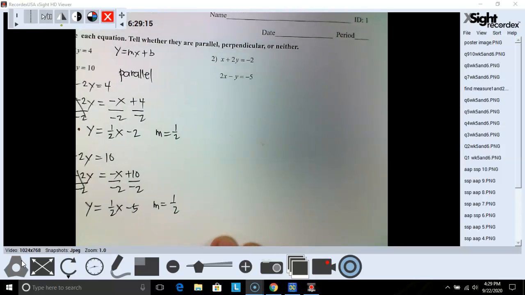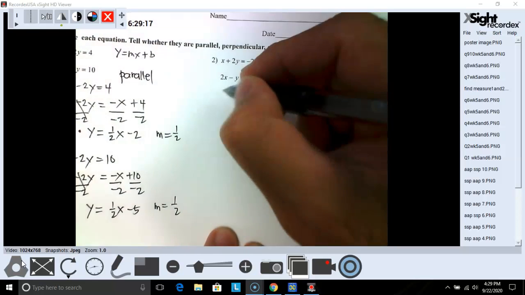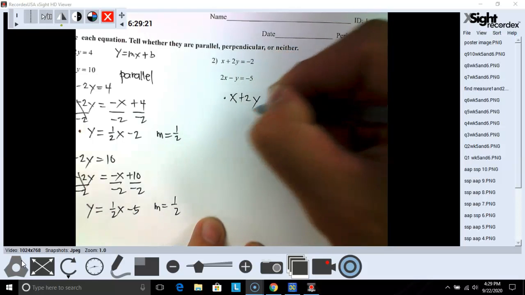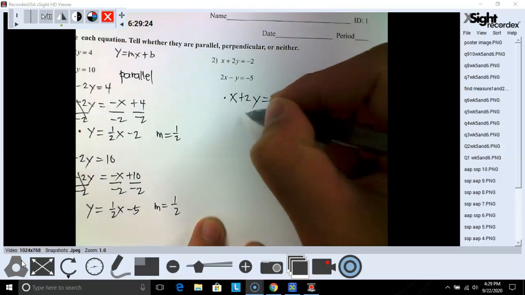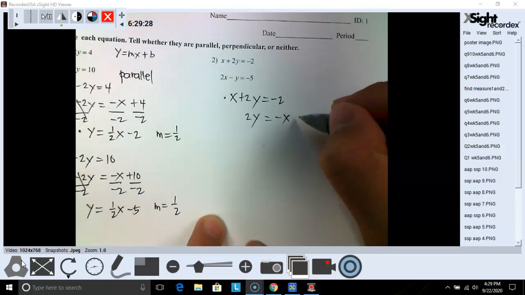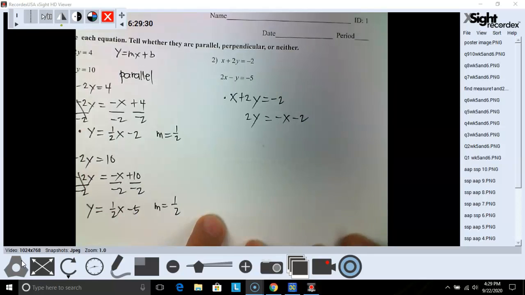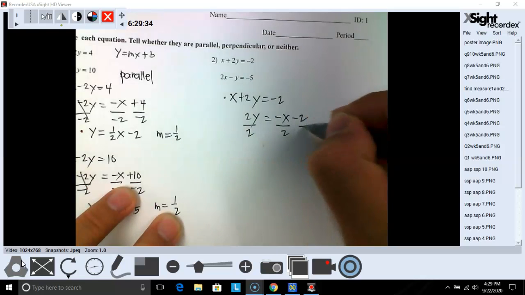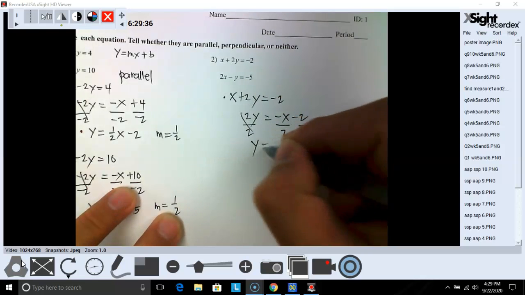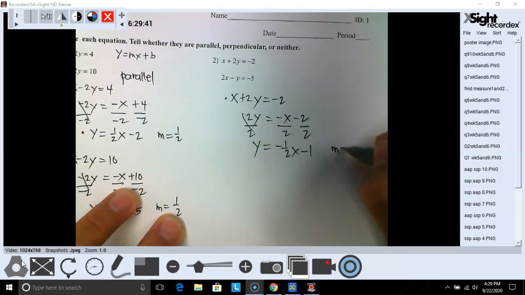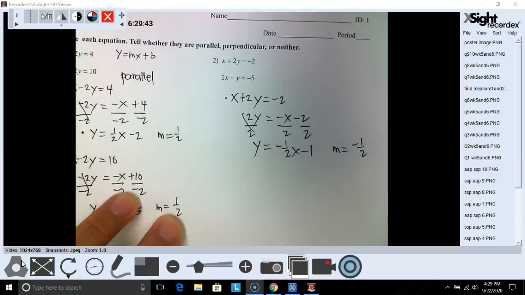Next, number 2, we will see the same process. Let's start with the first equation. Isolate the y on the left, transpose the x on the right. The constant stays right there, divide by 2. Y is negative 1/2 x minus 1. So our slope there is negative 1/2.